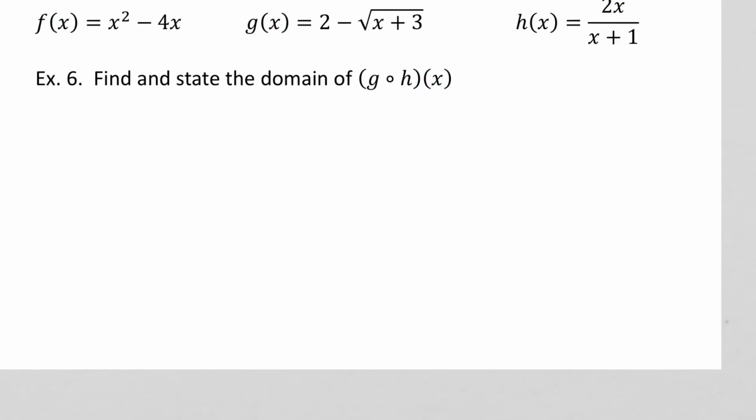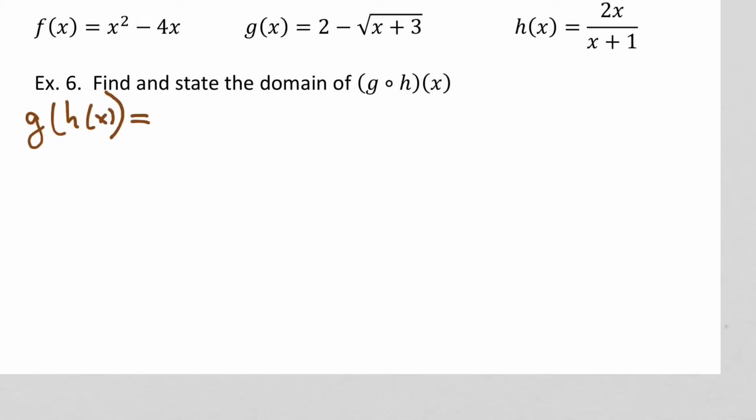All right, so now we've got the function g of h of x. So h is going into g. So g of h of x. So h going into g. All right, so here's g. So you've got input spot right here. So h of x is going into that spot right there in the g function.